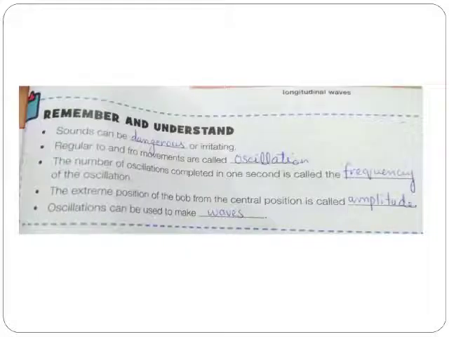Remember and understand, sounds can be dangerous or irritating. Regular to and fro movements are called oscillation. The number of oscillations completed in 1 second is called frequency of oscillation. The extreme position of the bob from the central position is called amplitude. Oscillations can be used to make waves.